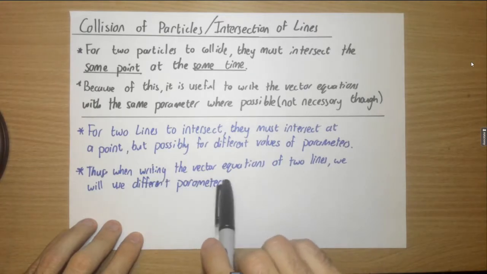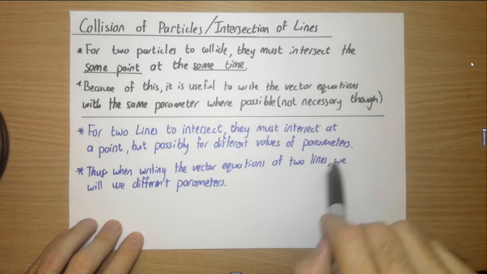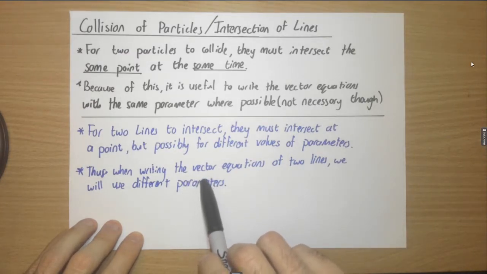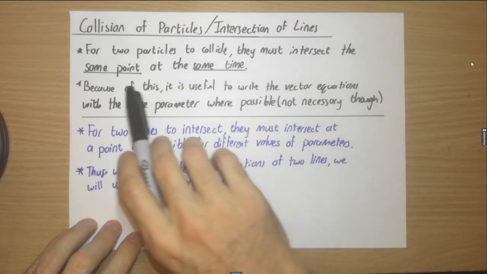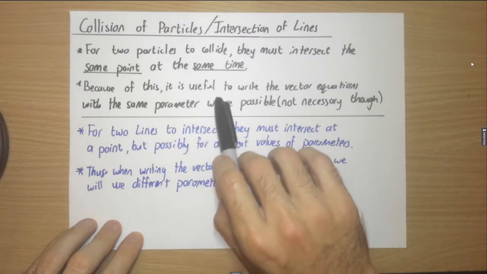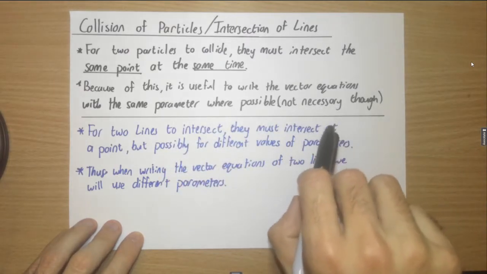Thus, when you're writing the vector equations of two lines, we usually use different parameters. So we won't choose the same parameter. We do use different parameters when we're writing the vector equations of a line. But when you're writing the vector equations of a particle, we try to write them with the same parameter. But it's not necessary. You can write them with different ones.